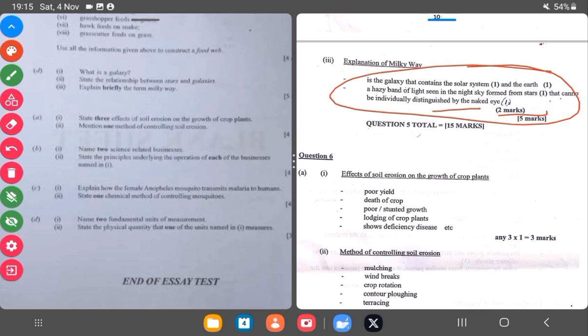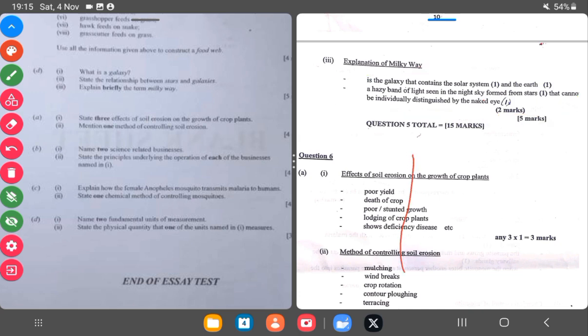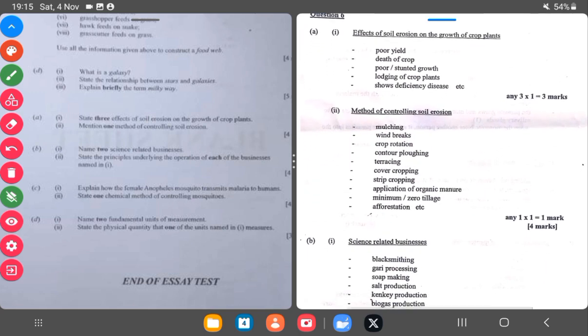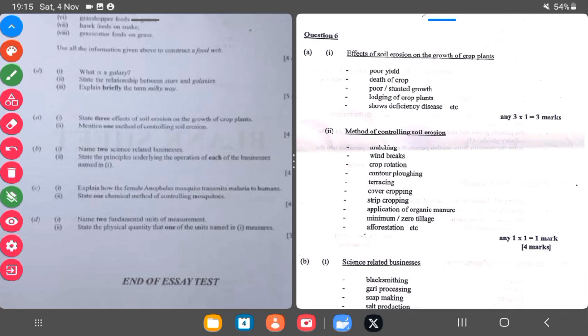So we go to the last question, which is question 6. Question 6 is asking for effects of soil erosion on the growth of crop plants. It definitely has negative effects on the growth of plants. Then the next question is asking for one method used to control soil erosion. You have a chunk of them here.